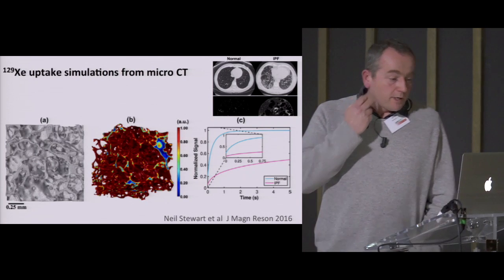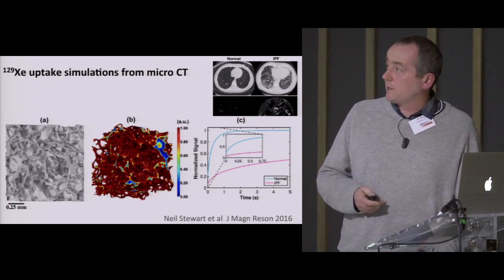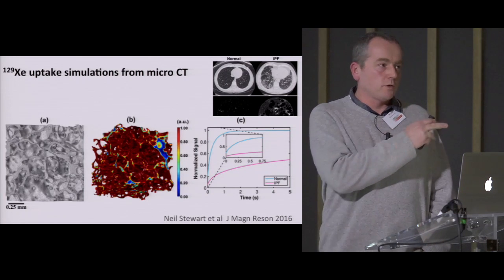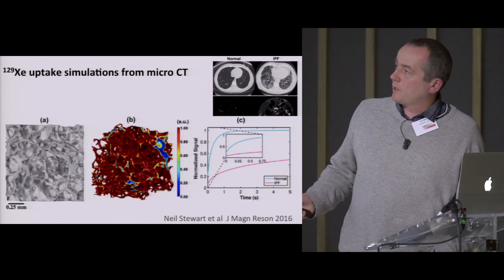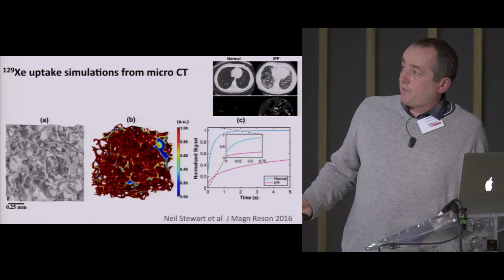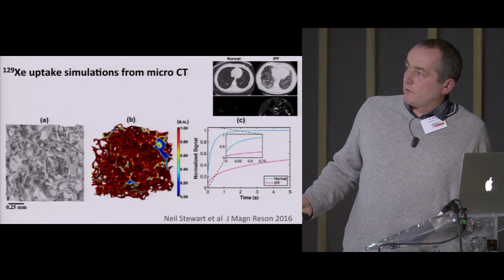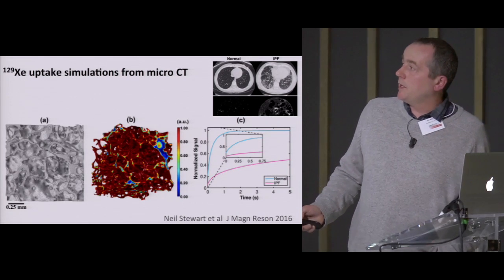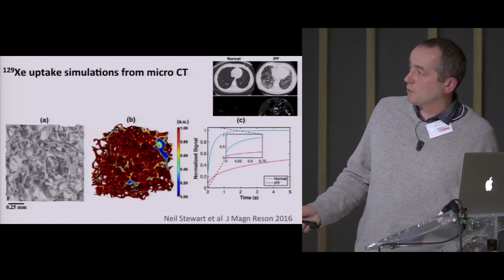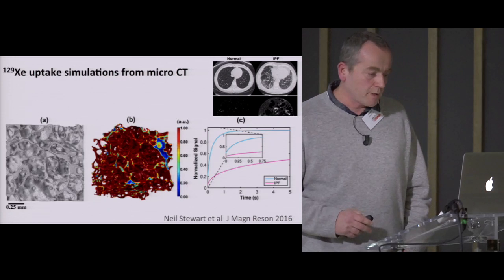So going back to our simulations of diffusion, we've now applied a similar kind of technique here. We're no longer solving the Bloch-Torrey equation for phase. We're just looking at mass transfer, and we're looking at how xenon seeps into the fibrosed portions of the lung where you've got interstitial thickening with time, in order to corroborate the measurements that we make in vivo. So this is some work that Neil's recently published in JMAG-Res.